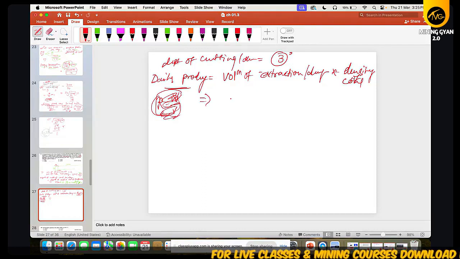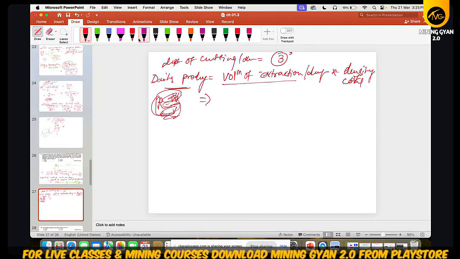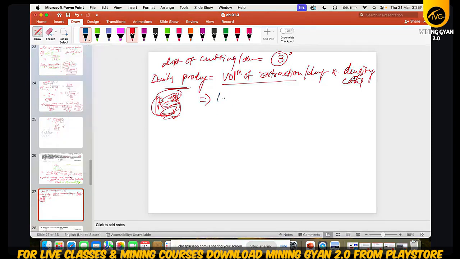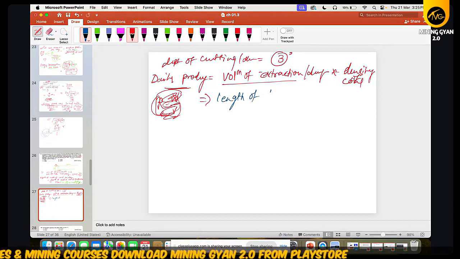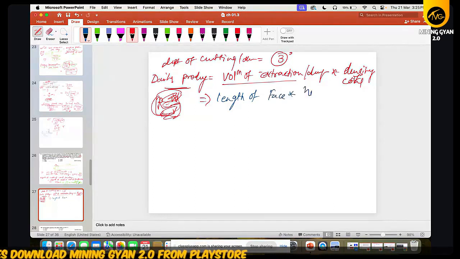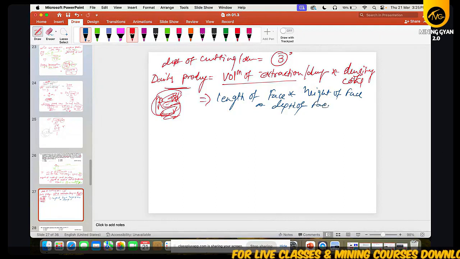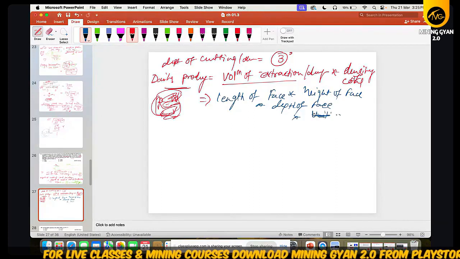So how will you find the volume of production? You will find the volume from the length of the face, how much the length of the face is, multiplied by the height of the face, multiplied by the depth of the face, and then multiply with the unit weight or density.